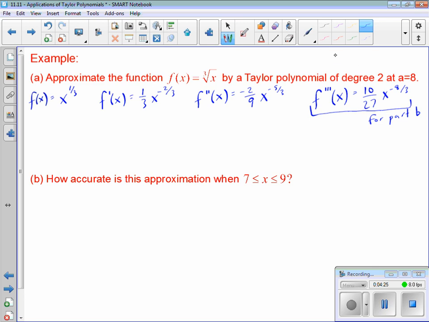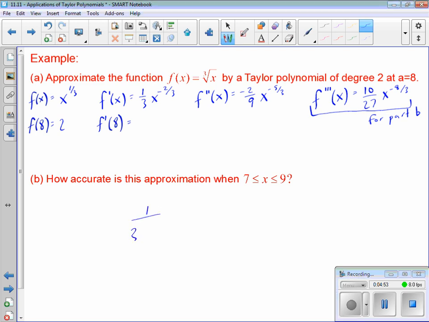Then what do I have to do with those derivatives? Plug in 8. So go ahead and plug in 8. You should be able to do all this without your calculator. What is 8 to the 1/3? 2. Okay, so when you do this, typically we would move that to the denominator.